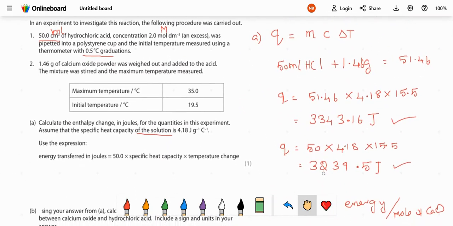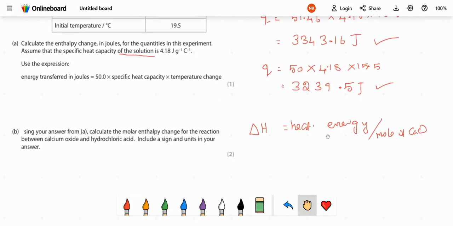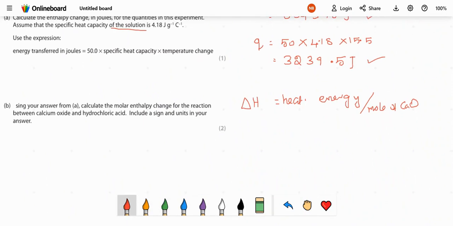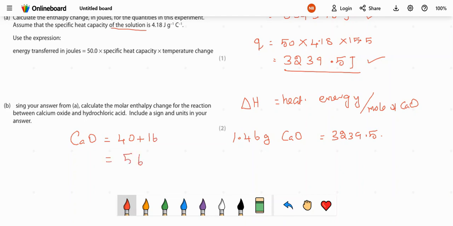Yes, we are having 1 mole of calcium oxide, but we are using 1.46 gram of calcium oxide, right? So 1.46 gram of calcium oxide neutralization releases this much energy. That energy has been used to raise the temperature of the water, right? Now they are asking the molar enthalpy of CaO. So 1.46 gram of CaO is giving this much energy. Now I'm going to give you the weight of 1 mole of calcium oxide, 40 plus 16, 56. So 56 gram of calcium oxide will give how much energy?